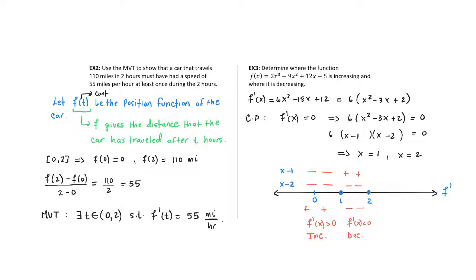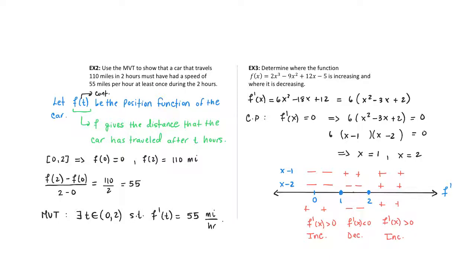And now for the final interval, let's pick 3, something simple. If I plug in 3 in x minus 1, I'm going to get positive, positive, and the same thing over here. So then a positive times a positive number gives me a positive. That means that f prime of x is bigger than 0. In other words, the function is increasing.